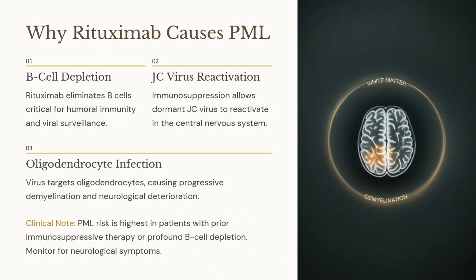Because the rituximab eliminates the B cells critical for humoral immunity and viral surveillance, that immunosuppression will allow the dormant JC virus to reactivate in the central nervous system. This virus will target the oligodendrocytes, thereby causing progressive demyelination, because oligodendrocytes are the ones which cause myelination of the neural tissues, resulting in neurological deterioration.